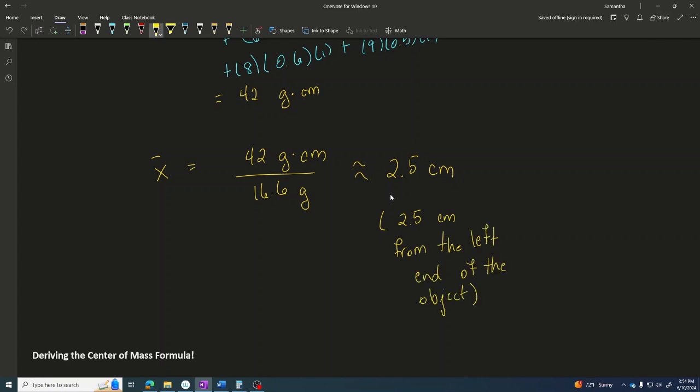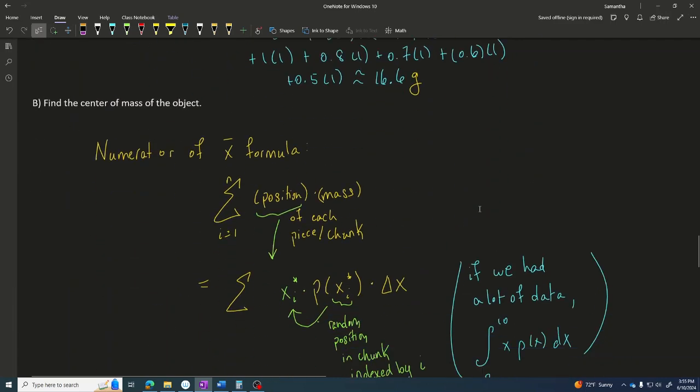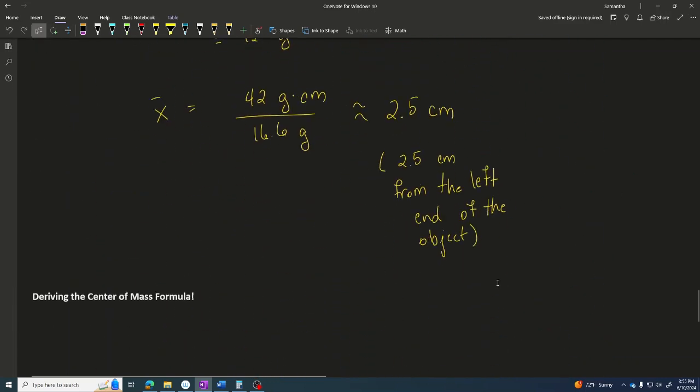Which makes sense, right? If I look at this table of densities, the density is significantly higher on the left end than it is on the right end. So we have more grams in the left end of this object than we do on the right end. So it makes sense that the balancing point would be skewed further to the left side than to this very light right side. So this answer makes sense in this situation.